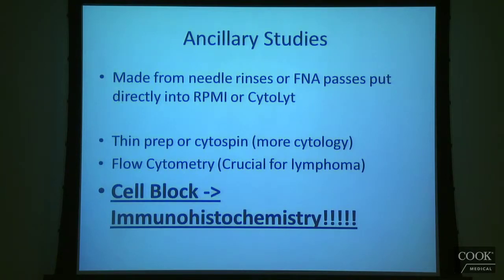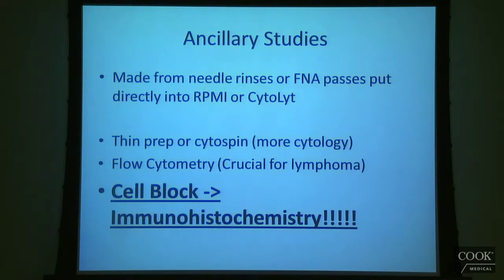And generally the solution that we use is either RPMI, which is just this cell culture medium that keeps the cells sort of alive till we get back to the lab, or else you can use Cytolite, which is more of an alcohol-based solution. And so what are the different ancillary studies we could do? Sometimes we just make more cytology slides out of them. We'll centrifuge it down and we'll just stain it like we would the smears. So it's just more cytology to look at, but we don't often do that.